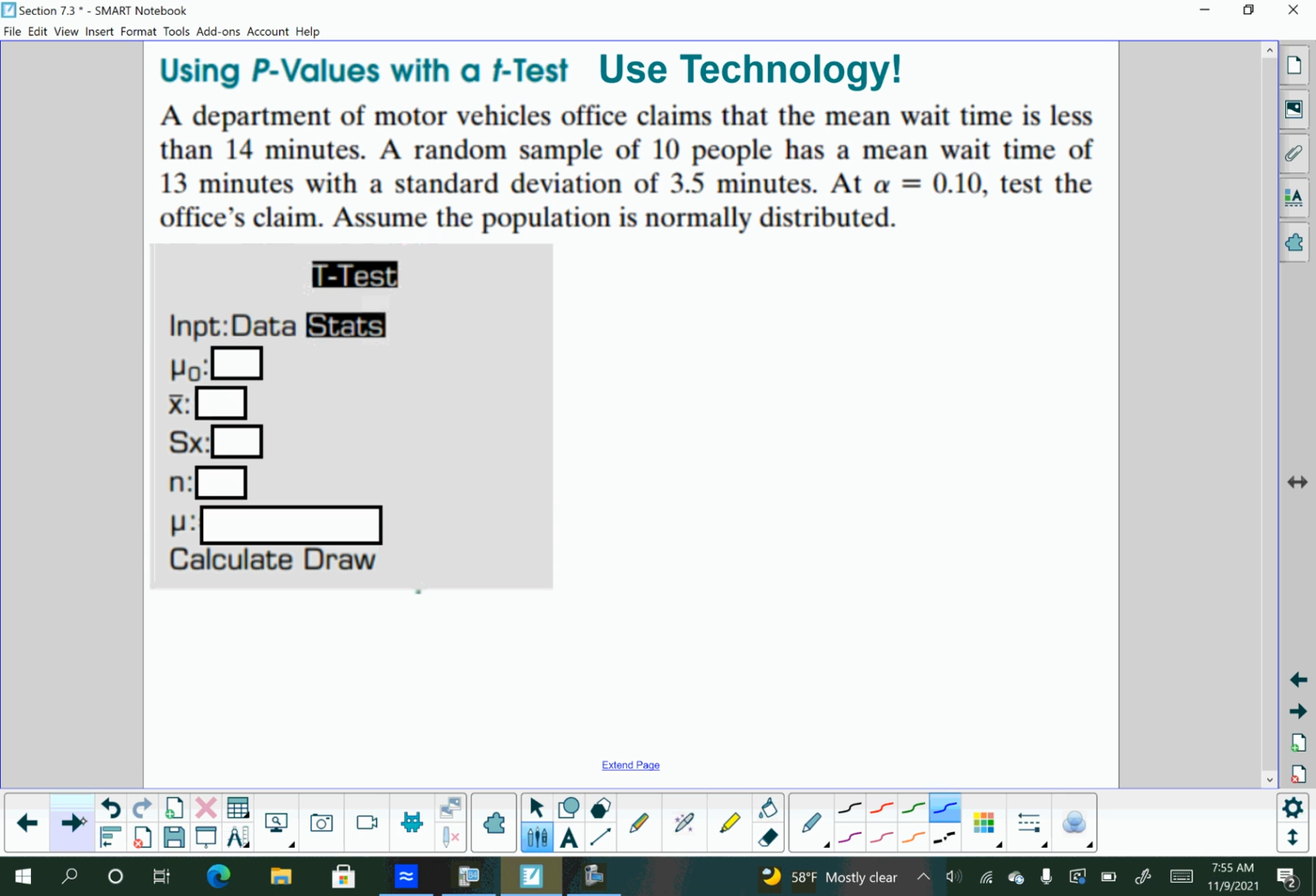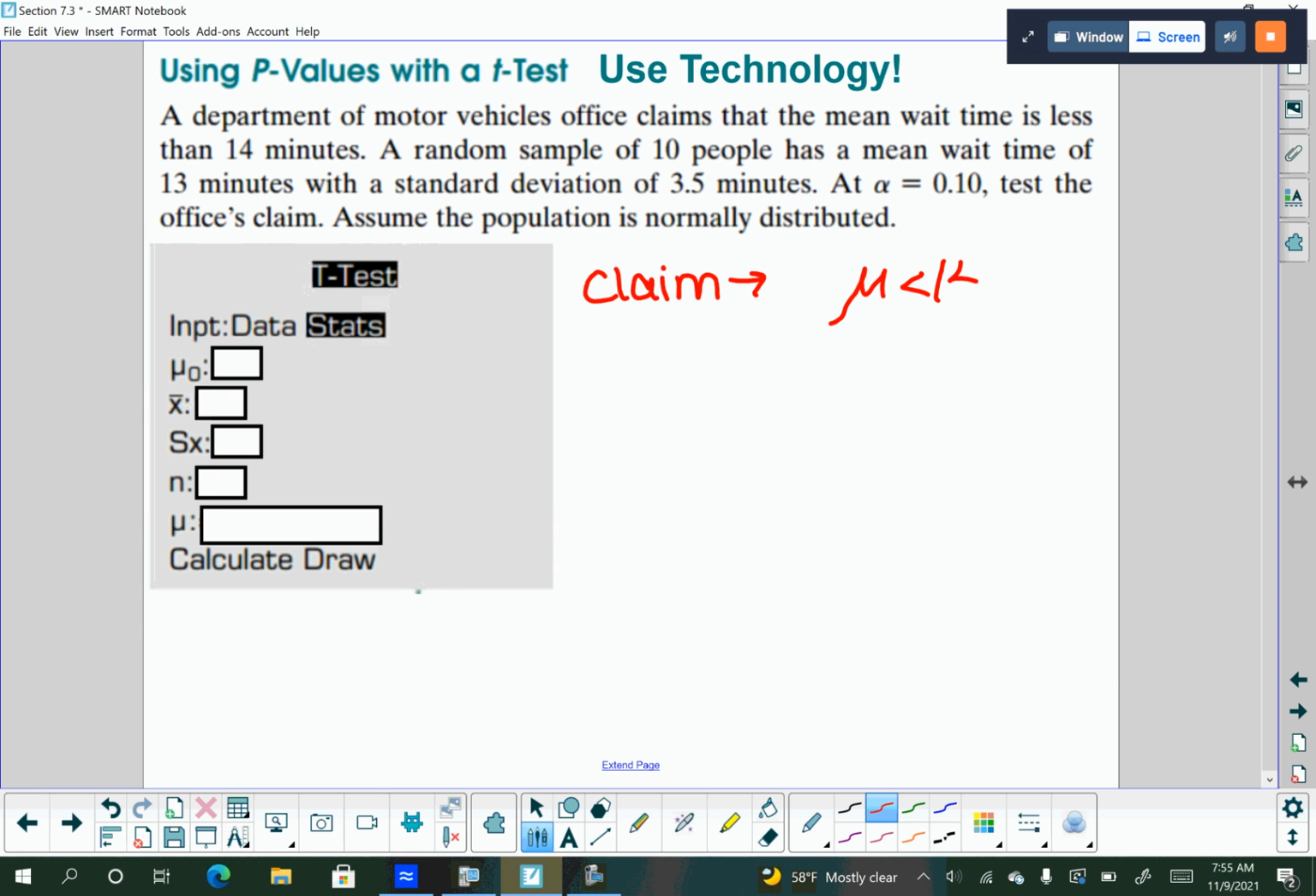I do think it's helpful to at least write down what your null and alternative hypothesis is and what your claim is. The claim here is that the mean wait time, so my mu, is less than 14 minutes. Is that an alternative or a null hypothesis? That is an alternative hypothesis. So my null hypothesis is the mean, what's the complement of that? Greater than or equal to 14.